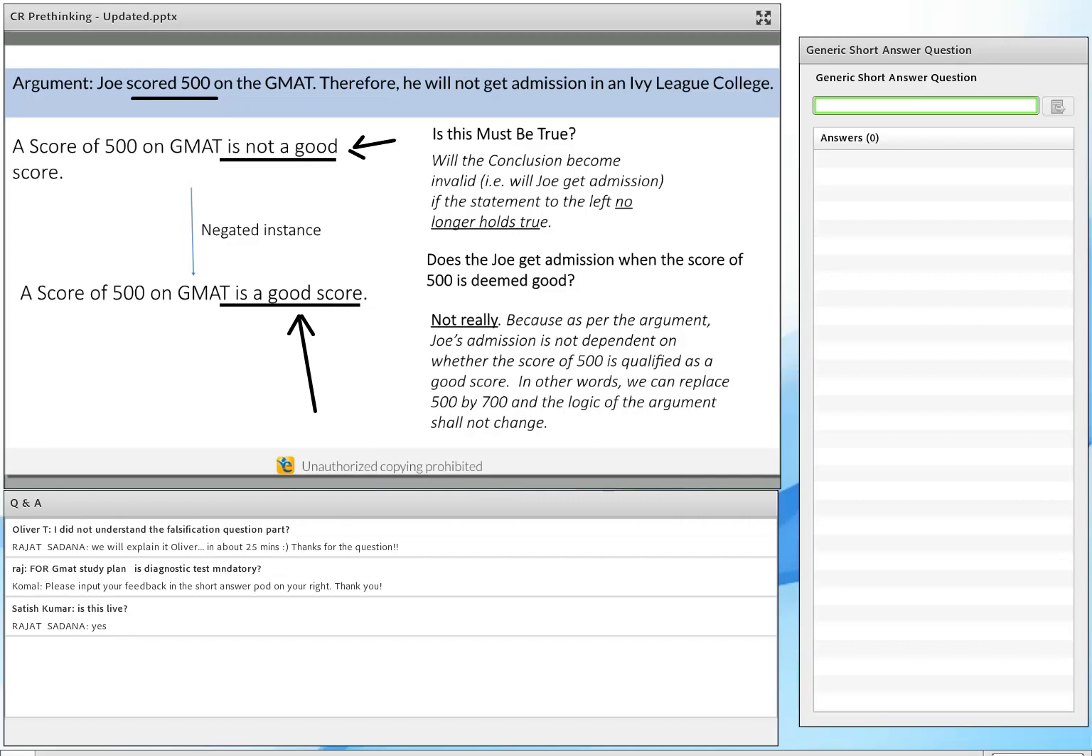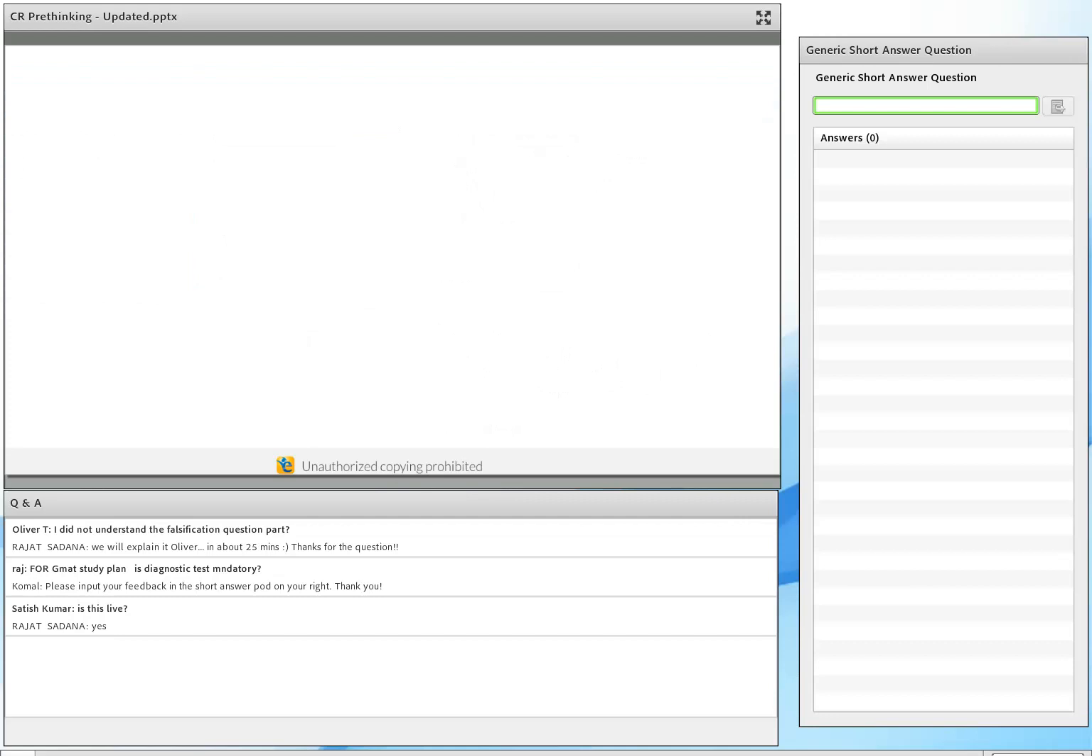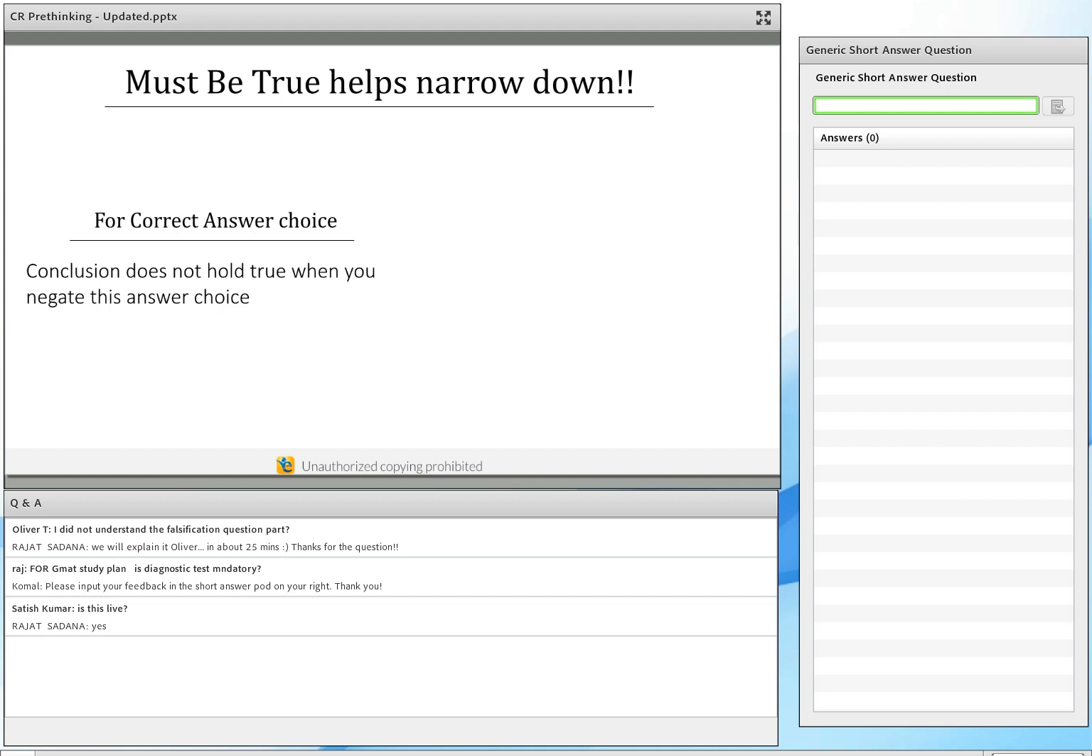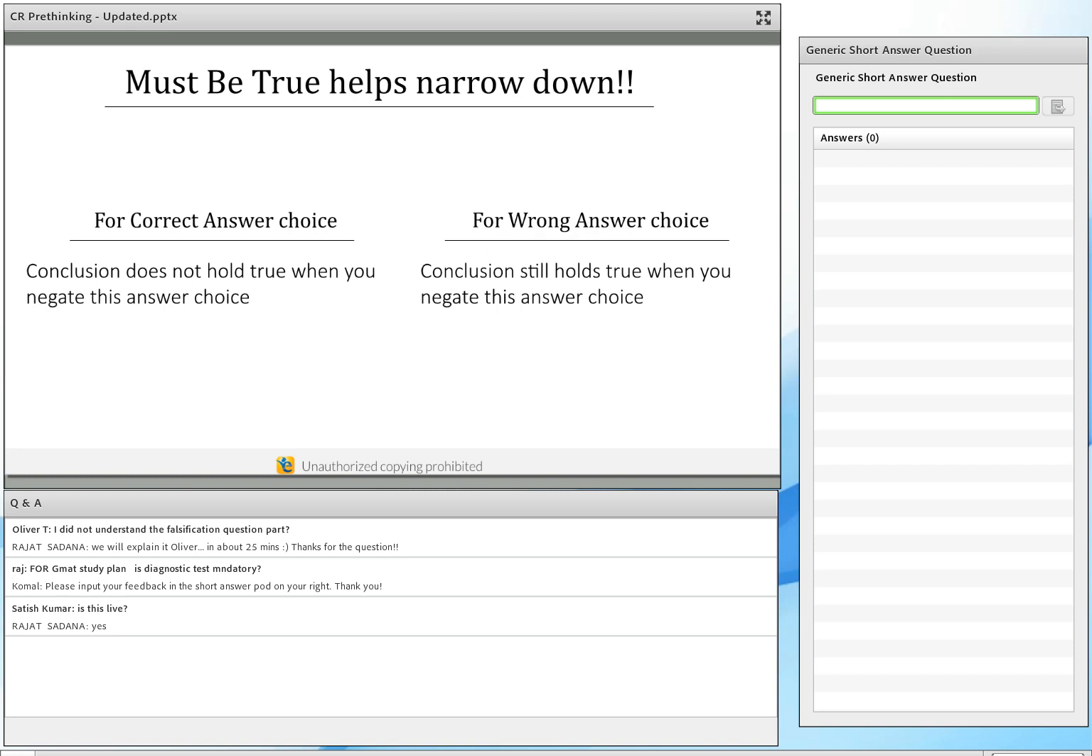So at a very high level, what's our takeaway over here? For the correct answer choice, the one that must be true, the conclusion will break down or be invalidated when you negate this answer choice. For the incorrect answer choice, the conclusion will continue to hold true when you negate this particular answer choice.